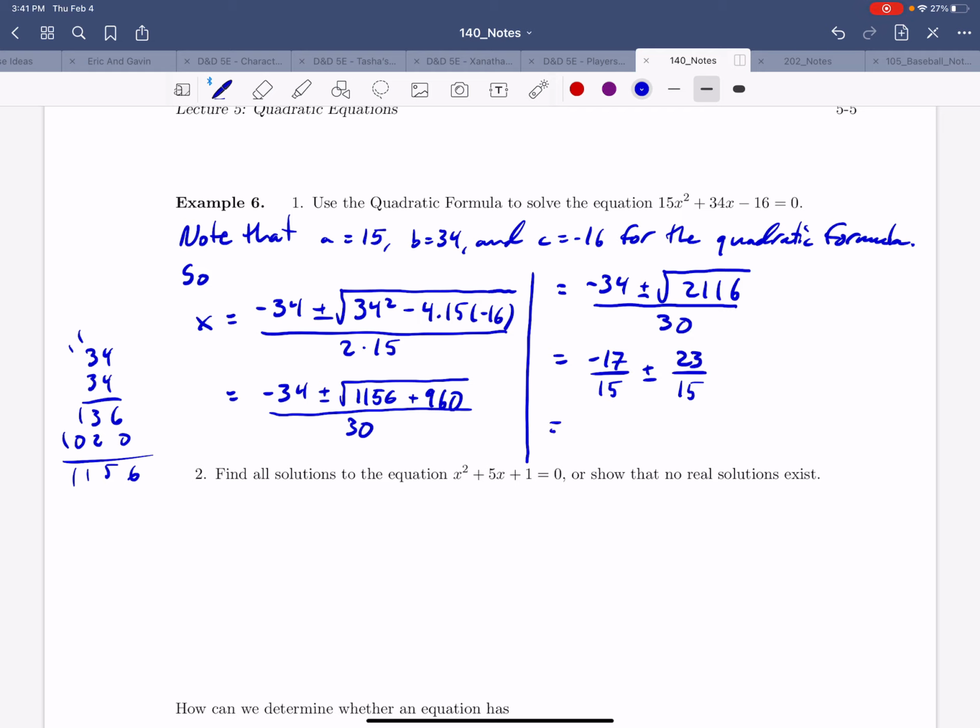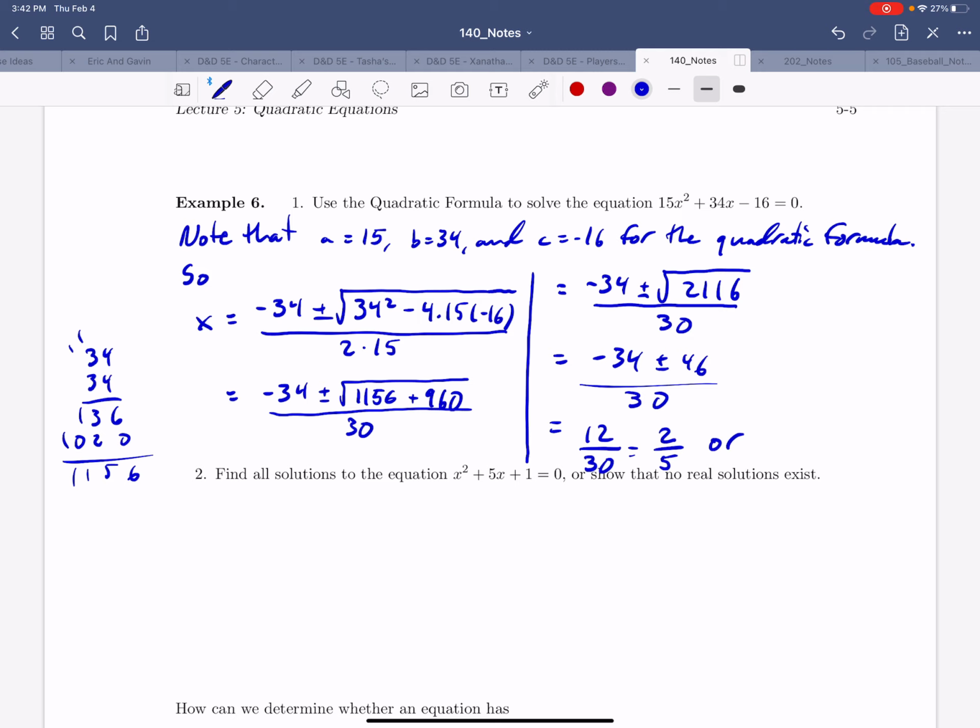So I guess what we could do is say this is really, I guess I probably should have just written this as one thing, right? This should have been negative 34 plus or minus 46 all over 30. All right, and so then this becomes, I guess you could say it's either 12 over 30, which is what, 6 over 15. Oh, I guess you divide by 6 and get 2/5.